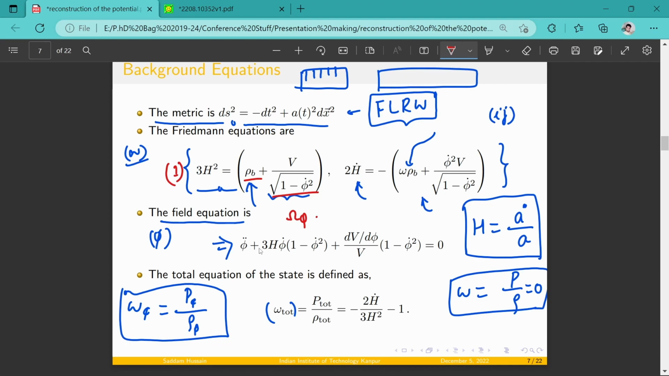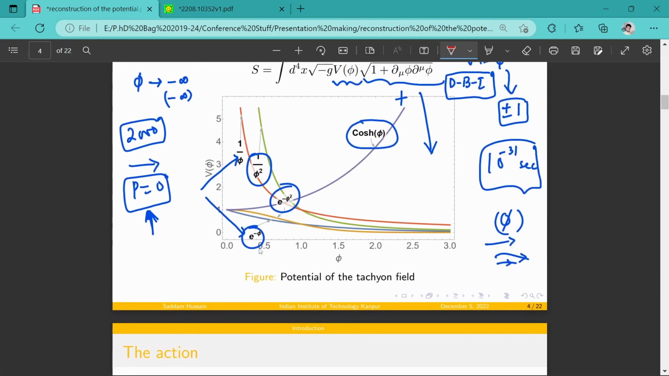Now we have already seen that there are many different classes of potential which exhibit different things. Now e to the power minus phi, e to the power minus phi square, cosh of phi are coming into the picture from string theory. On the other hand, this power law type of potential we have invoked from a phenomenological approach that we have already studied in the case of quintessence. But besides this, there can be many other potentials. So we have a large pool of potentials, but we don't know which could be the favorable potential.